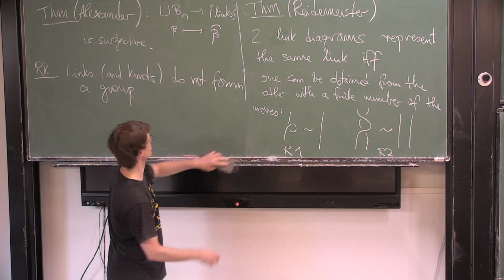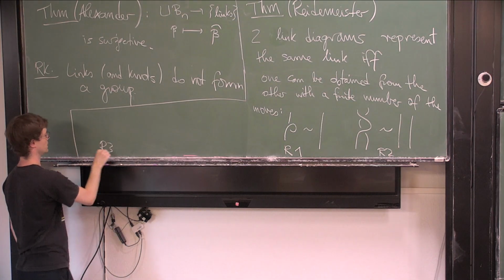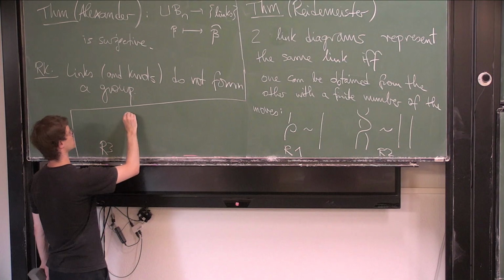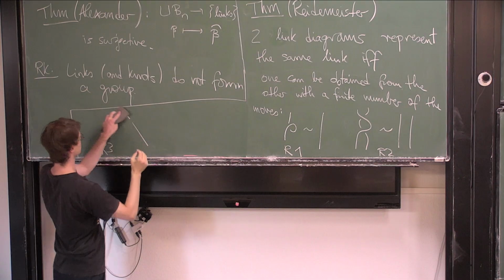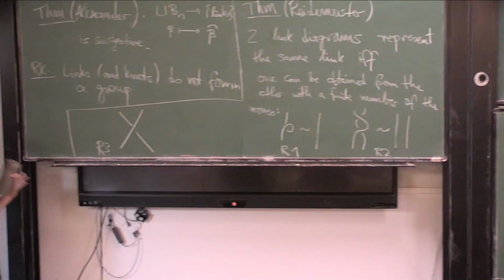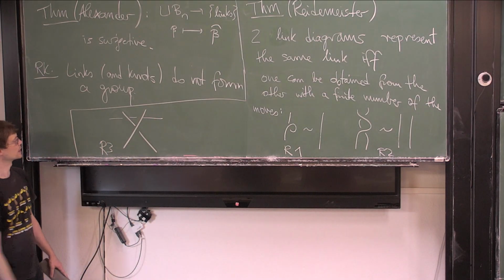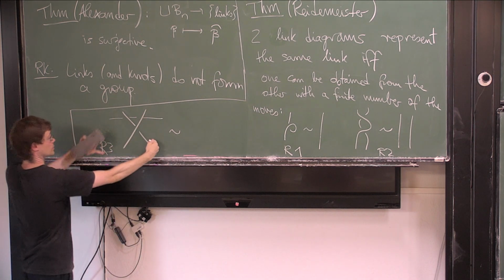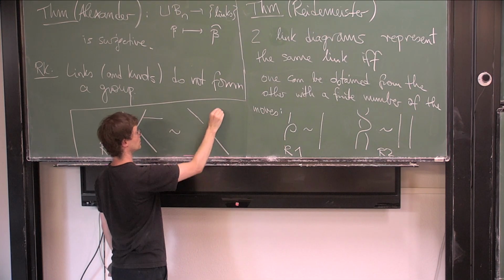And let's put the Reidemeister 3 move here. The Reidemeister 3 move is as follows. You have a crossing, and some third strand which is just behind. And this is actually the same as, since it's behind, you can just move it to the bottom and you get this picture here.